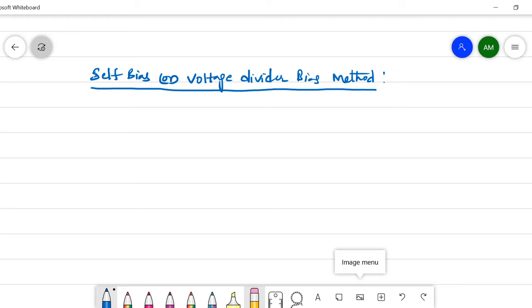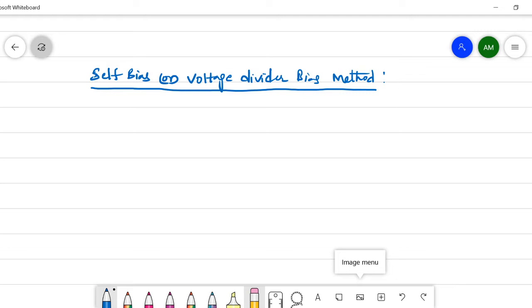In the previous methods, the fixed bias method and the collector to base bias method, the stability factor is very high. In the fixed bias method, the S value is approximately 1 plus beta. So when the beta value is high, the stability factor is also very high. Compared to fixed bias, in the collector to base bias method the stability factor is reduced.